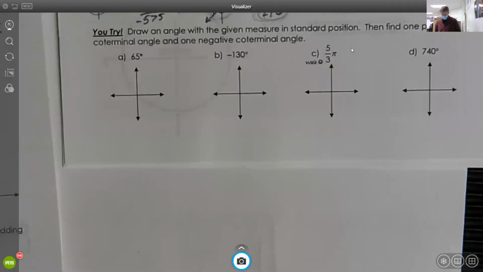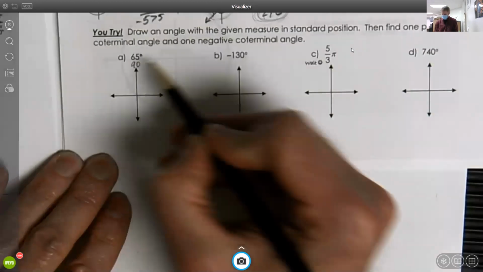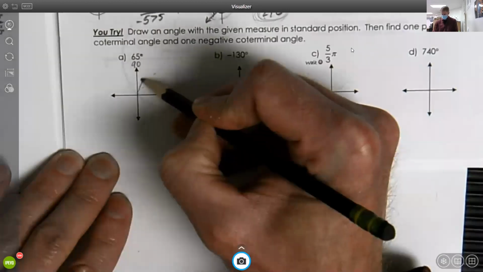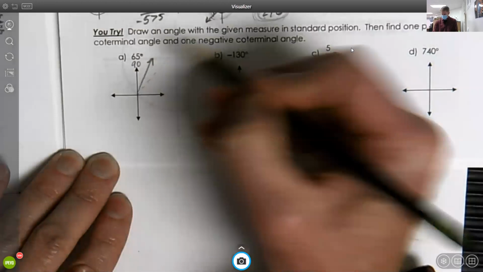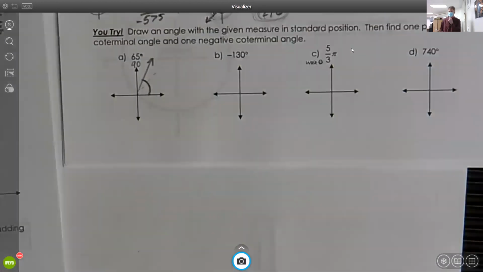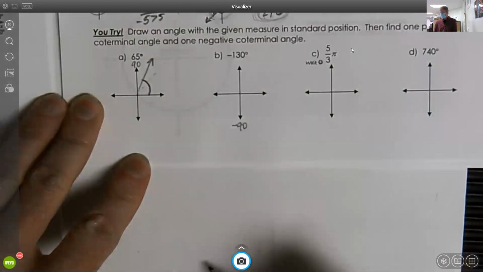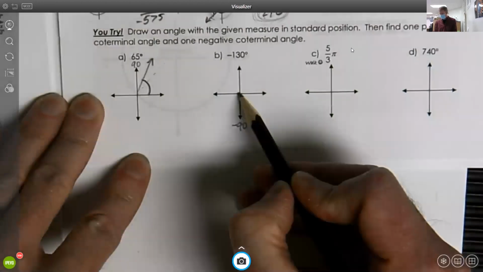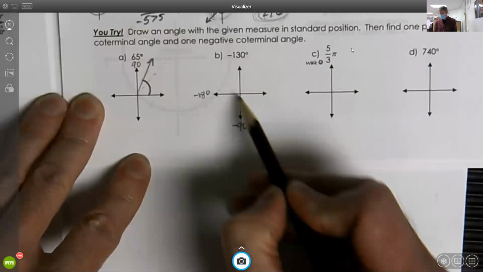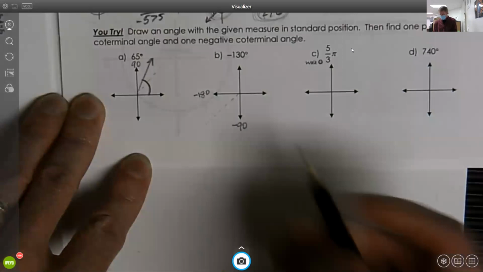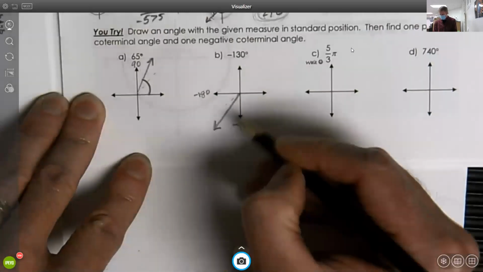65 degrees. Well, we know 90 is straight up. 45 would be half of that. So 65 is going to be in between those two. So there is your 65-degree angle. Negative 130. Well, negative 90 is straight down. Negative 180 is all the way to the side. Halfway between that is negative 135. So 130 is going to be a little bit short of that.